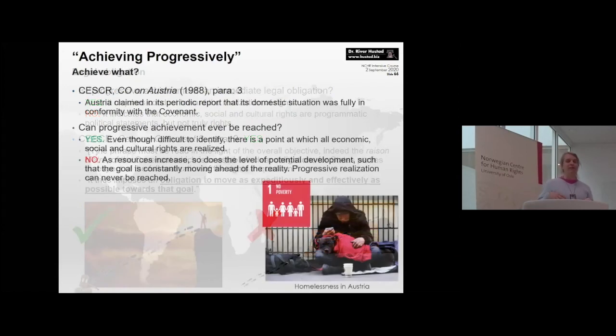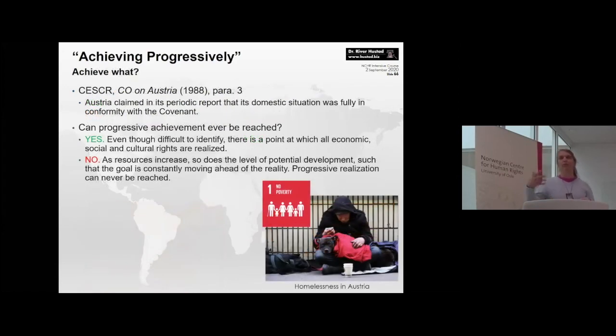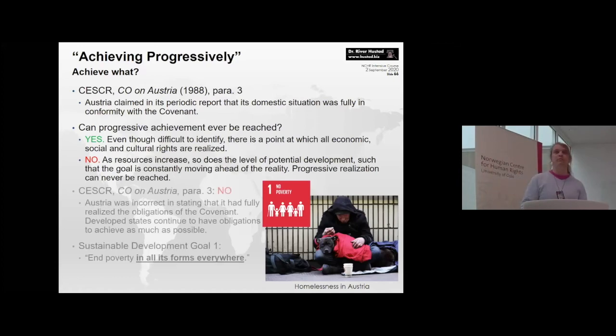And then when we say moving toward that full realization of rights, what does that mean? When you're progressively moving towards something, what are you progressively moving toward? Lots of targets or poverty indicators might say, well, we want to pull people out of poverty. But as resources of a state increase, so too does the poverty line, and so too does the objective where human rights are going. What is enjoyment of human rights is something that changes over time as resources of a state increase.